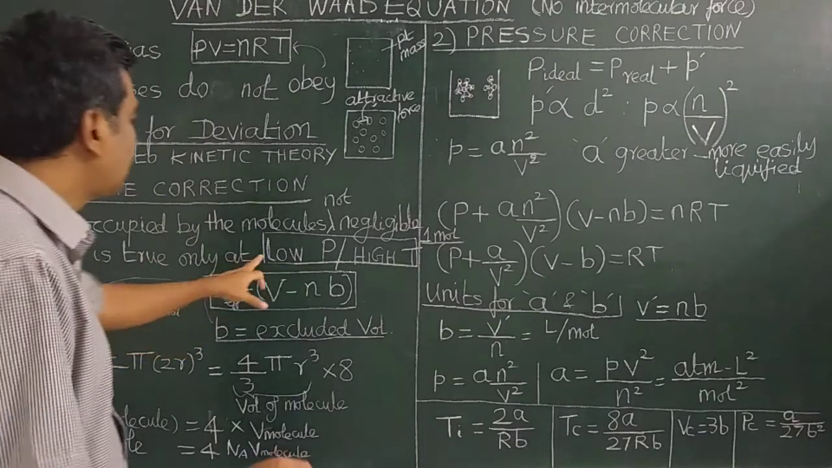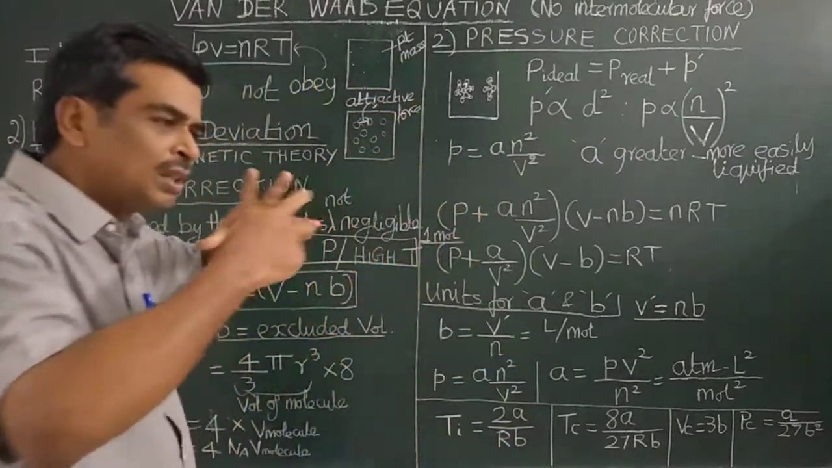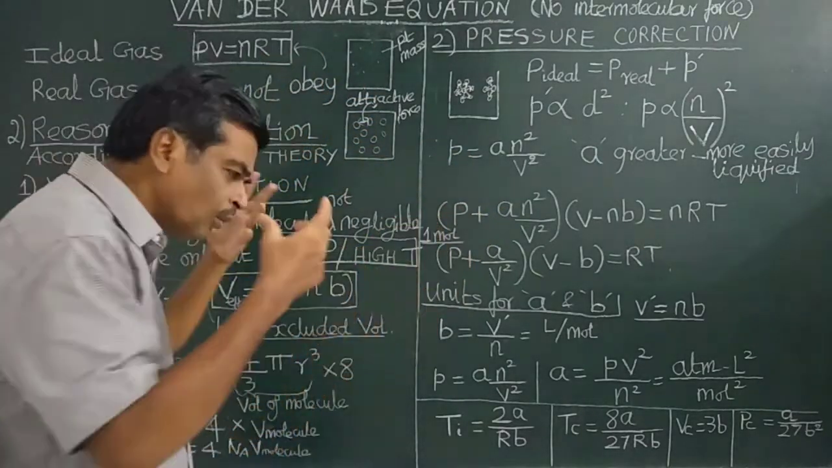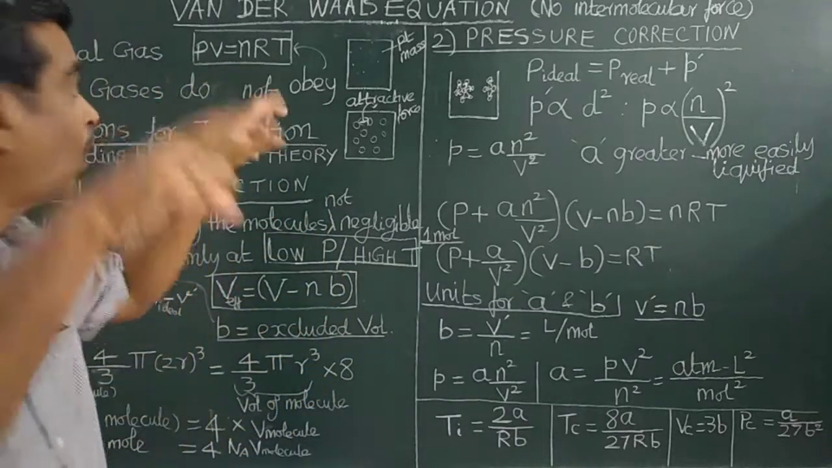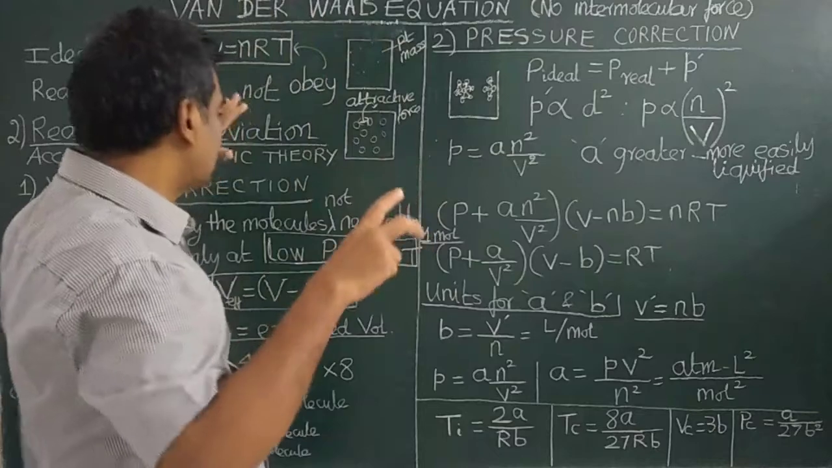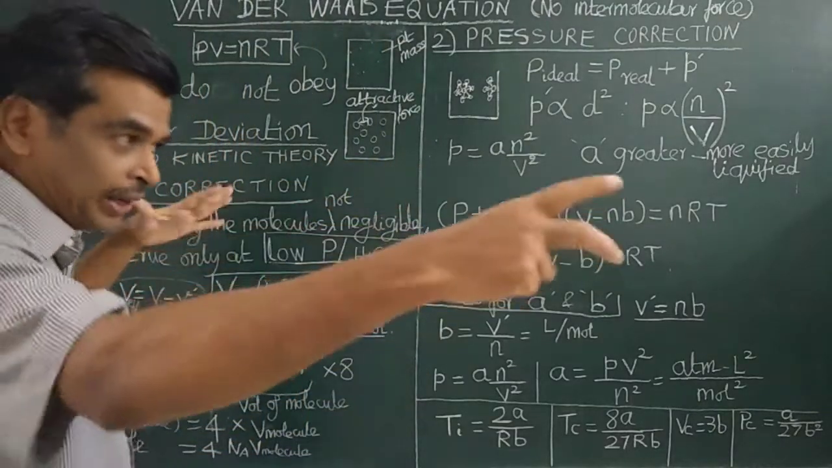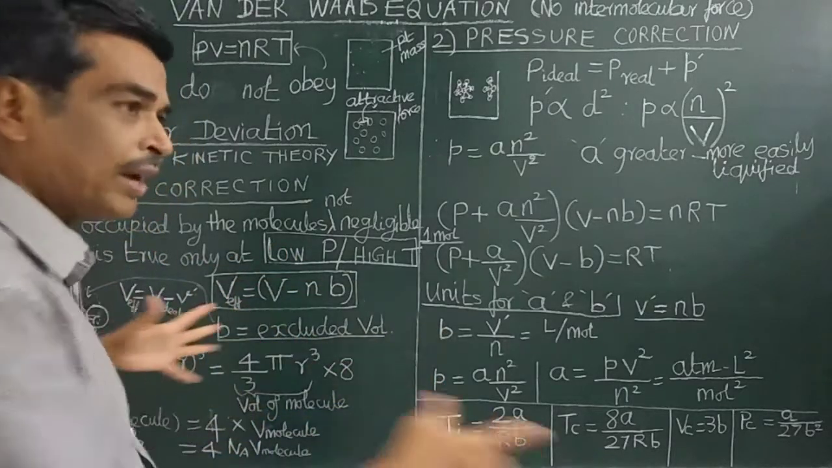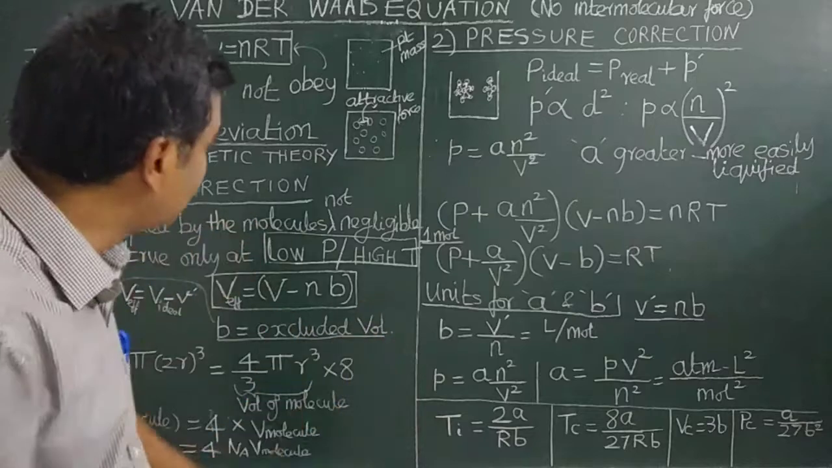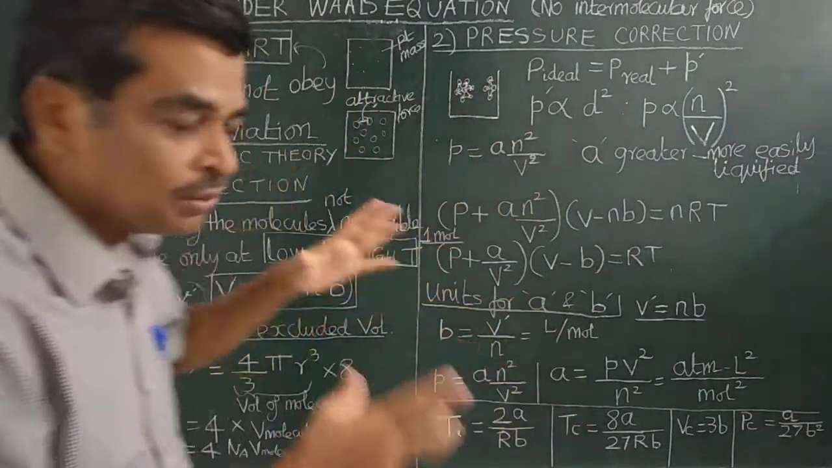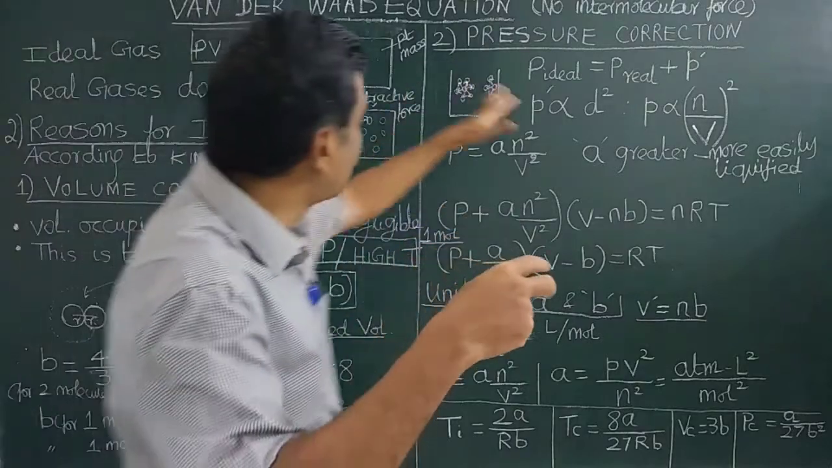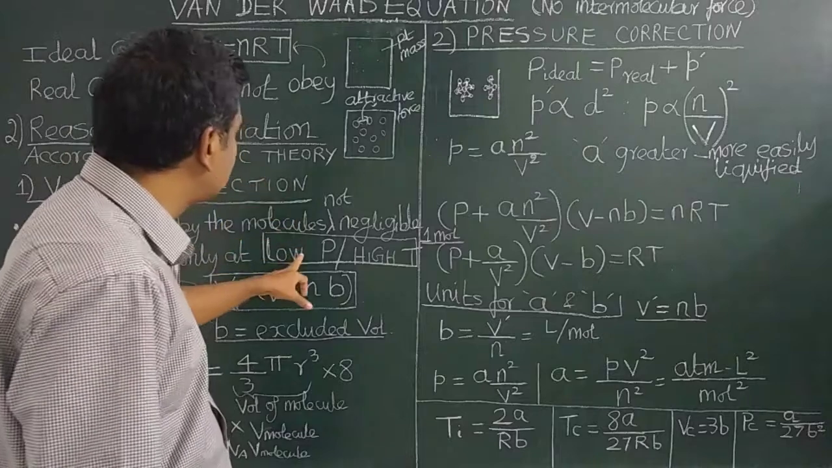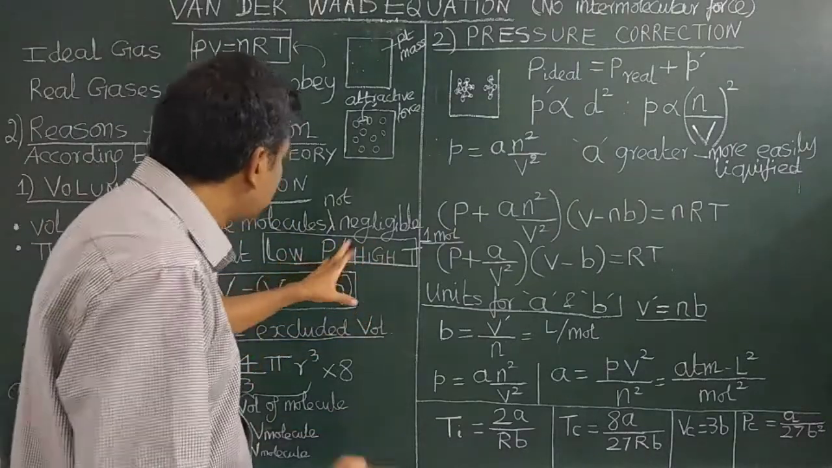Only at low pressure are the molecules very far apart. At low pressure, the molecules are very far apart, so the volume occupied is very, very small compared to the volume of the vessel. And at high temperature, the molecules have high kinetic energy. Therefore, they are very far away, and also there is no attractive force because they are very far away. So real gases obey the ideal gas equation under low pressure, high temperature conditions.